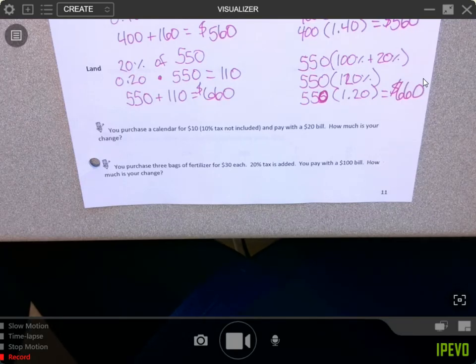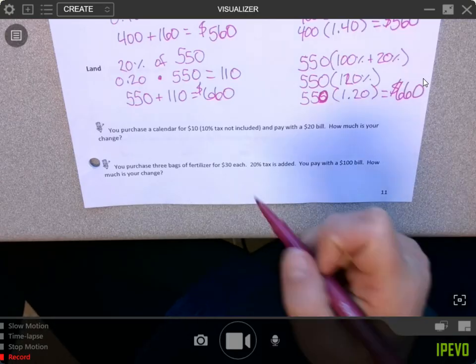So let's look at the bottom. You purchase a calendar for $10, 10% tax not included, and you pay with a $20 bill. How much is your change? So you purchase the calendar for $10. You bring it up to the register, and they're going to give you a 10% tax. So you pay with $20, what is your change?